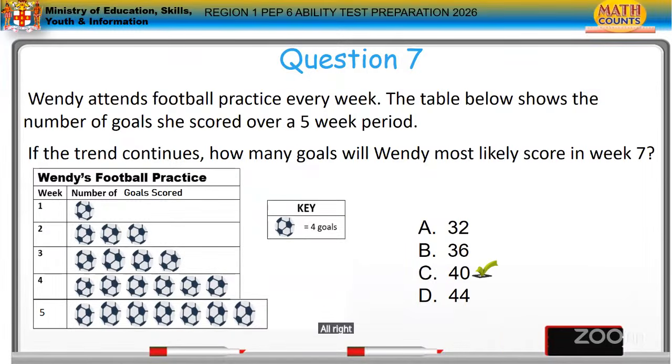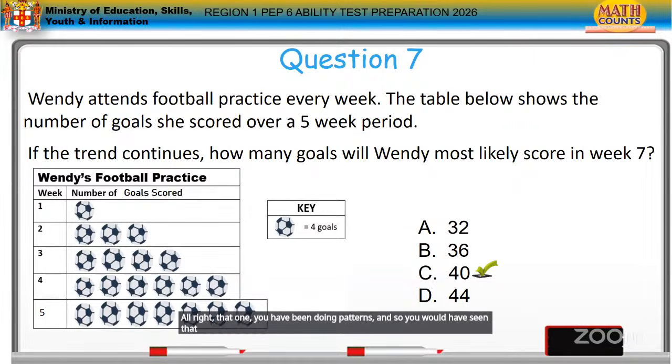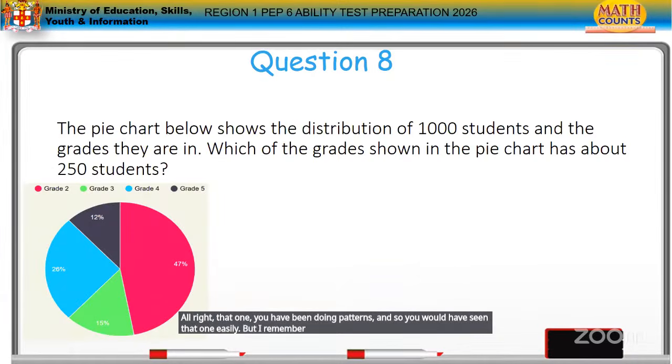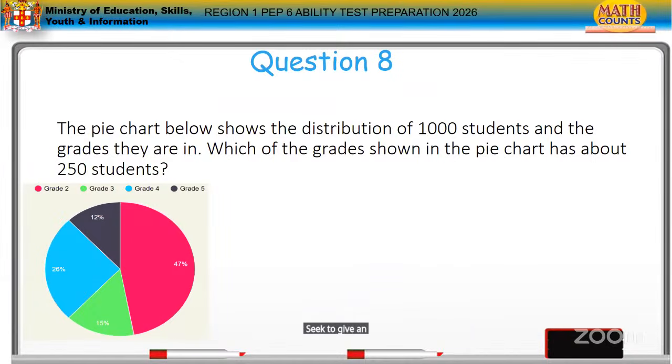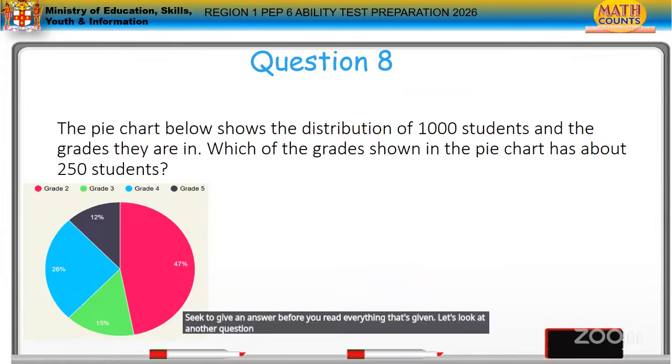All right. You have been doing patterns, and so you would have seen that one easily. But remember, I want to caution you, do not seek to give an answer before you read everything that's given. Let's look at another question. Now for this one, we're going to be analyzing data, and that's another category in our PEP quantitative reasoning.